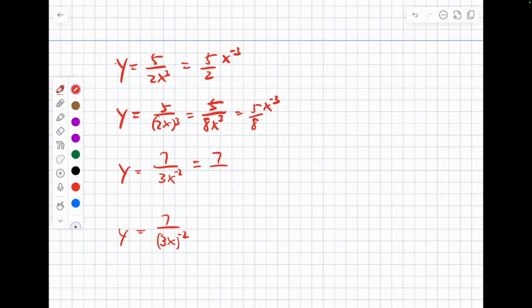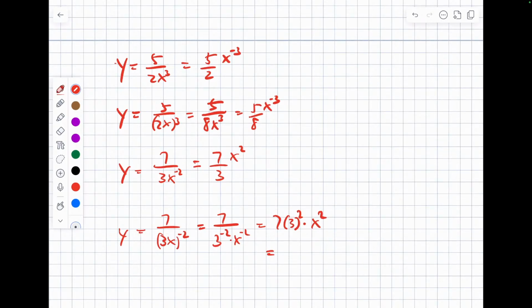This one I'm going to rewrite as 7/3x to the 2, because it's -2. I move it to the top, it becomes +2. I didn't do any calculus yet. I just do all the algebra. So this 3 to the -2, x to the -2, that's equal to 7 times 3 squared times x squared. So that's equal to 9 times 7, which is 63x to the second.